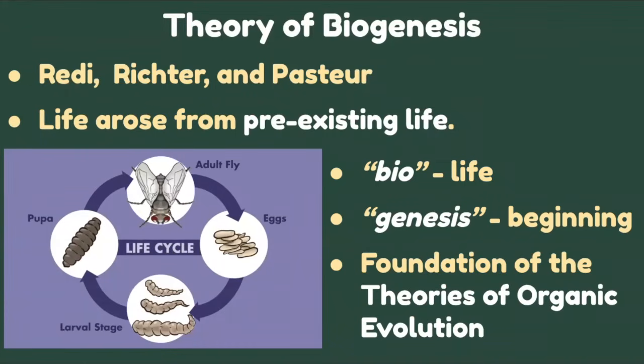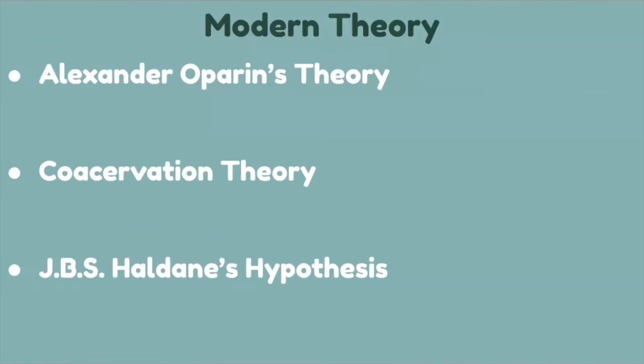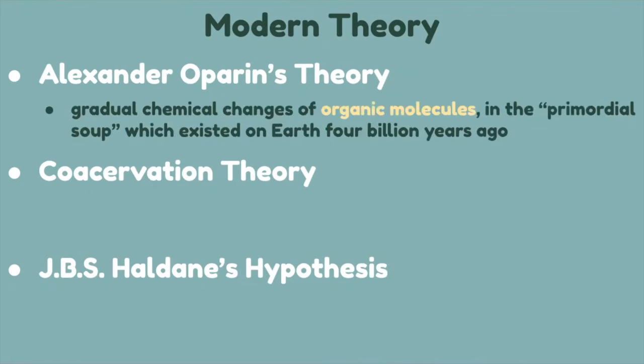Now, the next theories that we are going to discuss are the modern theories. The modern theory is actually composed of three theories. We have Alexander Oparin's theory, we have the coacervation theory, and we have J.B.S. Haldane's hypothesis. Alexander Oparin claimed that life on Earth developed through gradual chemical changes of organic molecules in the primordial soup, which likely existed on Earth 4 billion years ago.